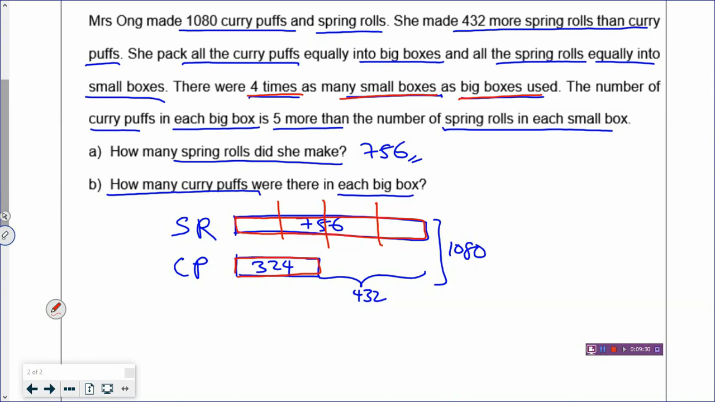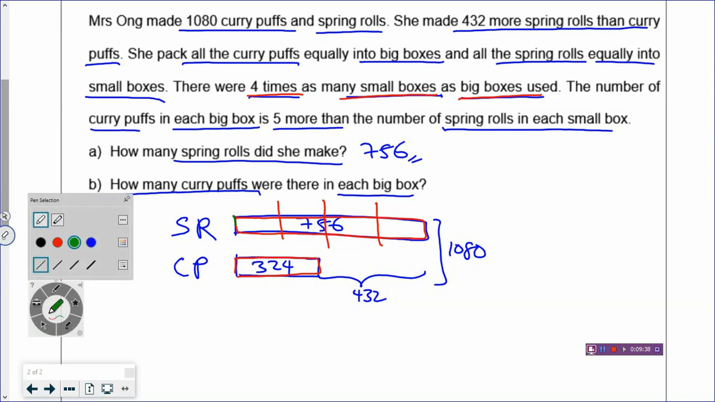If you look at the boxes, the small boxes are 1 time. Okay, so where is the 1 time? Let me use a different color. So this is 4 times as many small boxes. So 1 time represents the small boxes, right?